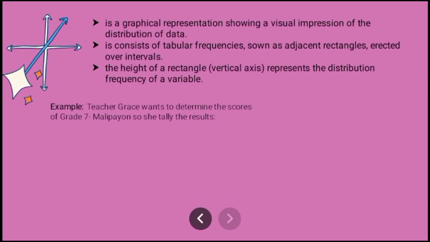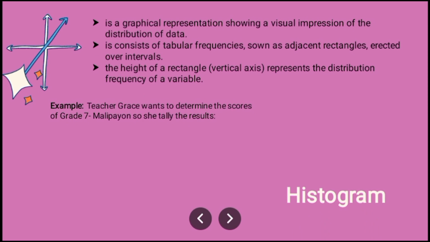So histogram. What do we mean by histogram? A histogram is a representation showing a visual impression of the distribution of data. It consists of tabular frequencies shown as adjacent rectangles erected over intervals. The height of a rectangle is also known as the vertical axis that represents the distribution frequency of a variable.